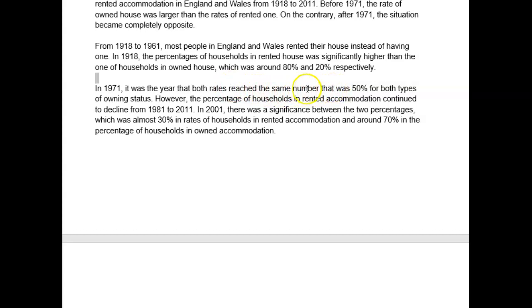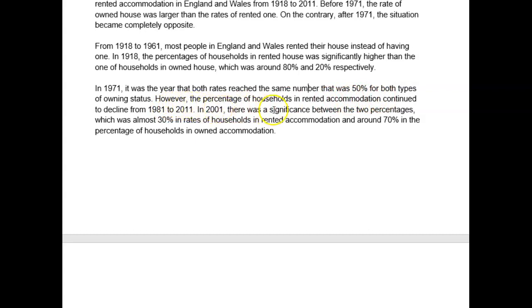It's not really "number," okay, because we're talking about percentages, so you don't want to refer to percentages as number. You could say instead "figure," or you could have said "percentage." So 1971 was the year when both rates reached the same figure, and I would probably put a colon here: 50% for both types of owning status. However, the percentage of households in rented accommodation continued to decline from 1981 to 2011.